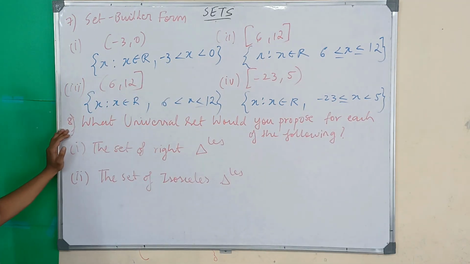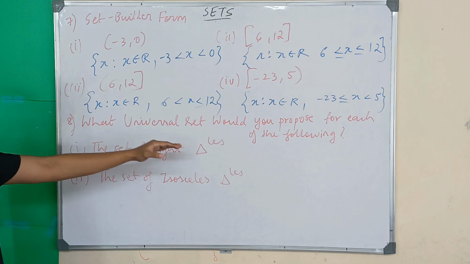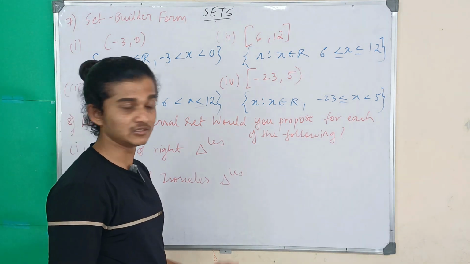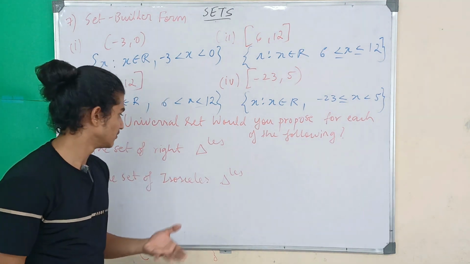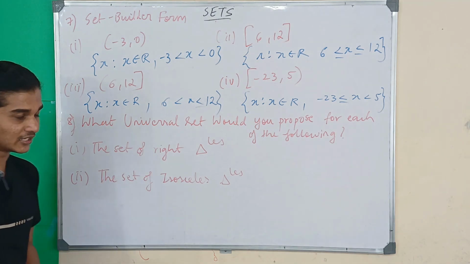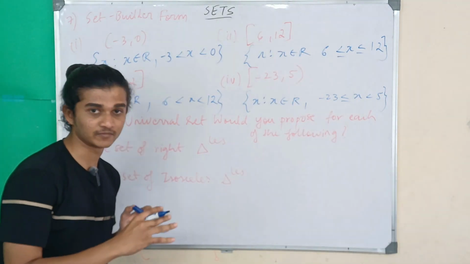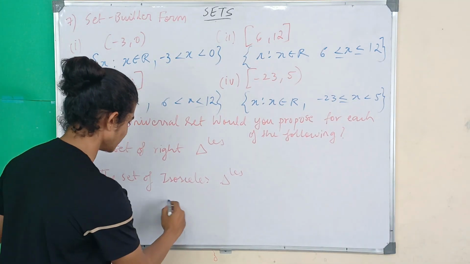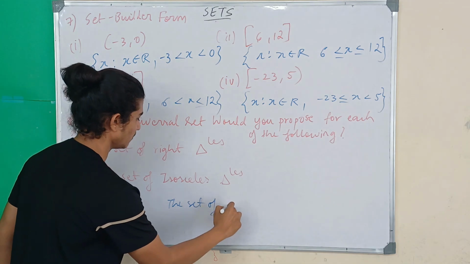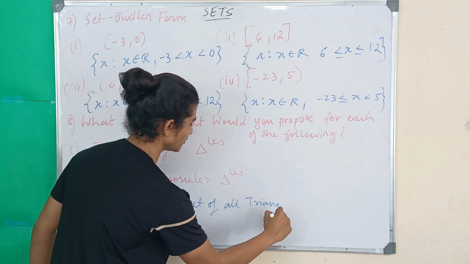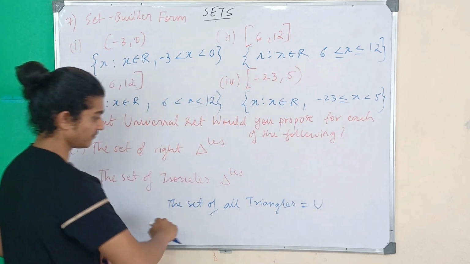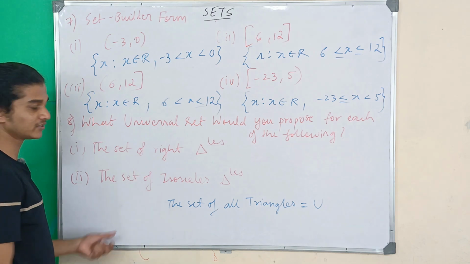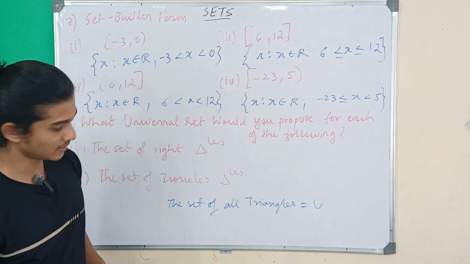And the last one: what universal set would you propose for each of the following? These are the two given sets. What universal set, if I propose it, will both of these sets belong to? The first one is the set of all right triangles and the set of all isosceles triangles. What set can I frame so that both sets are included in it? The set of all triangles. If I say the set of all triangles is my universal set, then this set will be contained in it, and this one will also be contained in it. So this set acts as a universal set for these two sets. So this was the last second one.